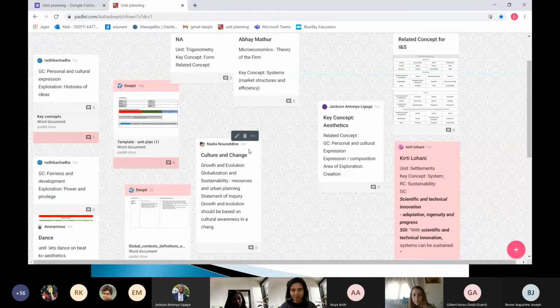Okay, but when you're making the statement of inquiry, you don't have to add the word businesses over here because then it would become very specific to your own subject. So try to make it a little more general so that it's transferable. Okay, I think we've got a wonderful response from Kirti. Anukriti would like to share. Yes, Anukriti.